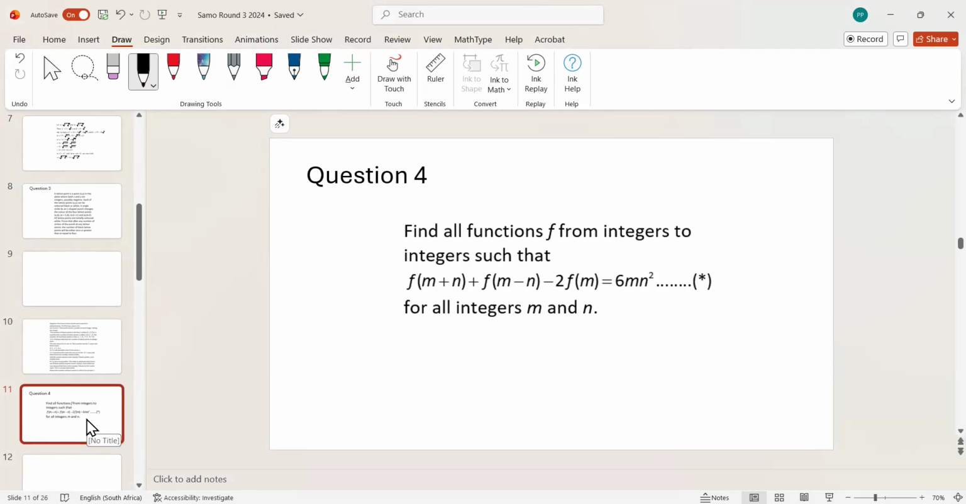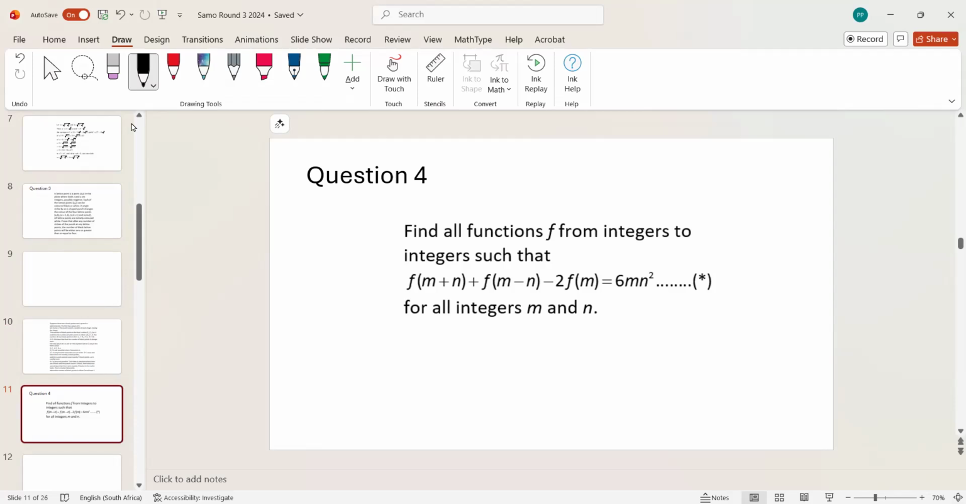This question says: find all functions f from integers to integers such that, okay, so you are creating integers from integers. And there's a single function, f, which has this rule. So you need to find what the rule is.